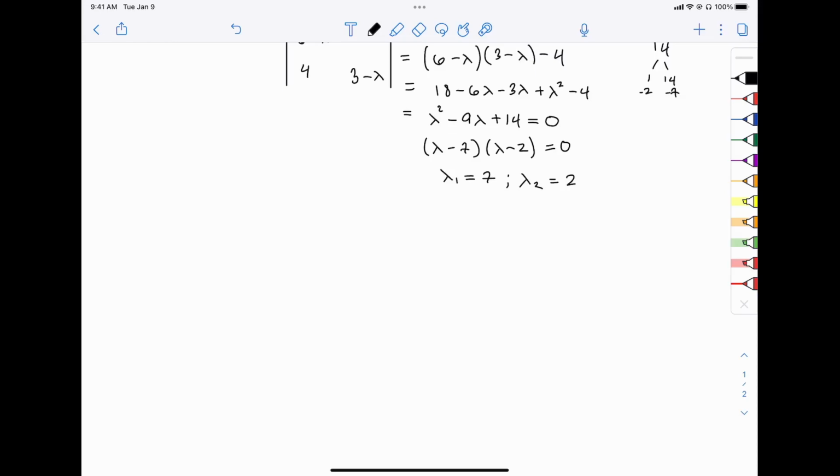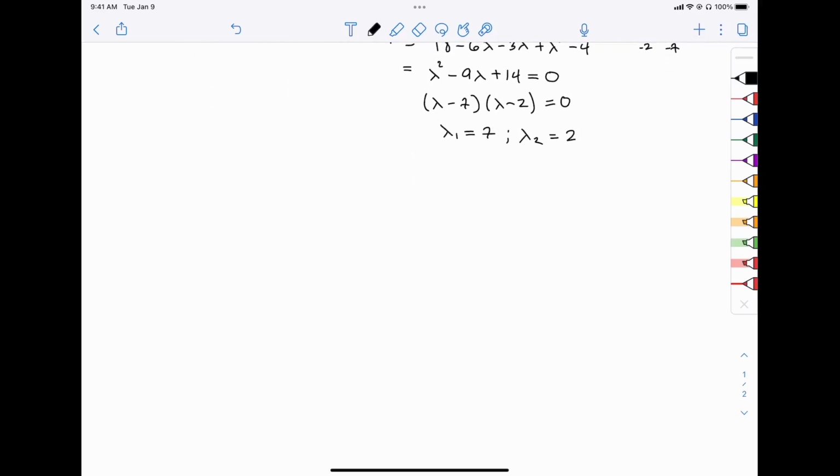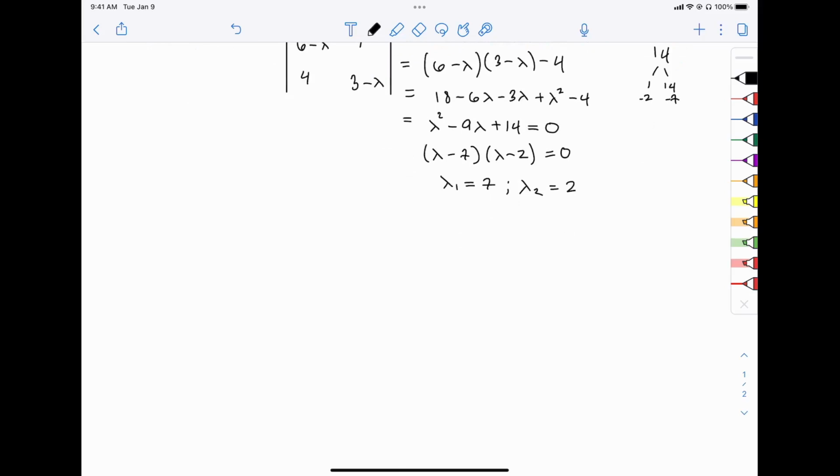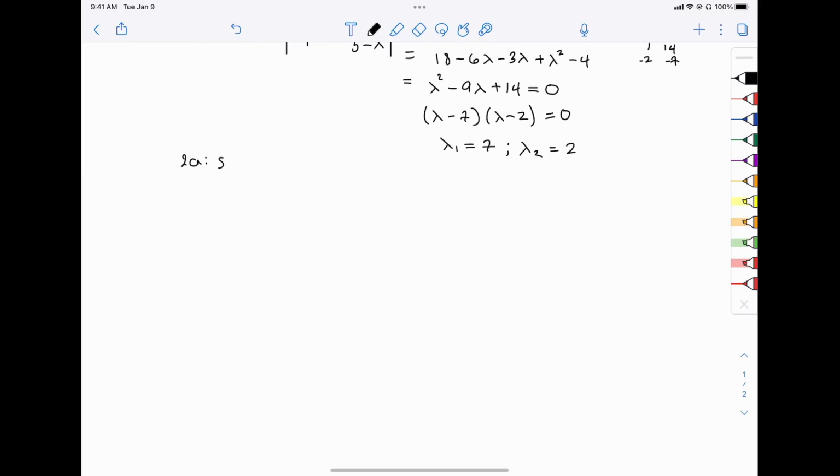Okay. So there's 3 steps to this, I believe. So then we do 2a. Okay. We substitute lambda 1 to get x1, where x1 is simply just our eigenvector corresponding to our lambda 1 value of 7, of our eigenvalue of 7.